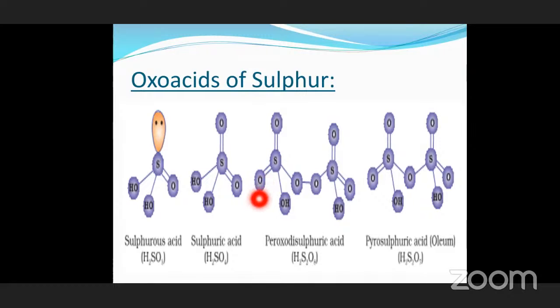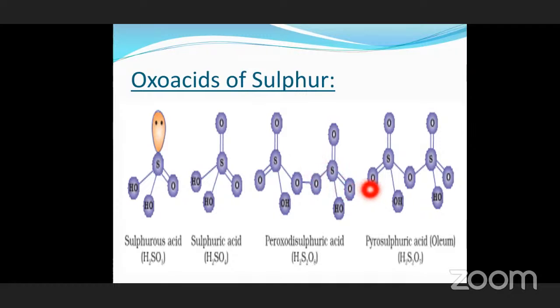But why is this called peroxy? Due to the presence of these 2 oxygens, which form a peroxy bond. Due to the presence of the peroxy bond, this is called peroxodisulfuric acid. In disulfuric acid there are 2 sulfur atoms. It is very, very important at the competitive level, so you have to focus more on this type of structure.